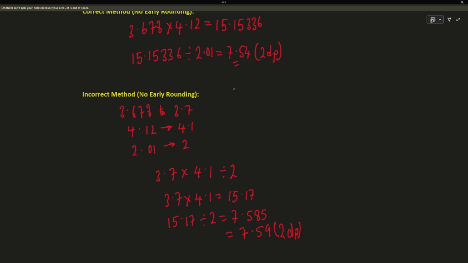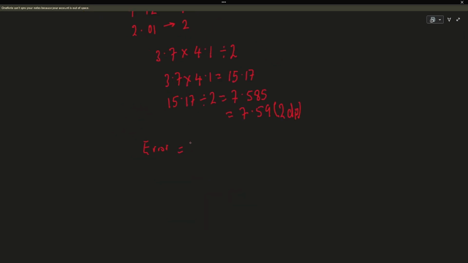Now, if we compare this inaccurate value of 7.59 with our accurate value of 7.54, you see there will be an error of 0.05. That is, our error will be 7.59 minus 7.54, so our error will be 0.05. You see, this error might look quite small, but in engineering tolerance or circuit design, 0.05 can be critical. Imagine in civil engineering, you are calculating a load for a bridge. A 0.05 difference could mean structural failure.